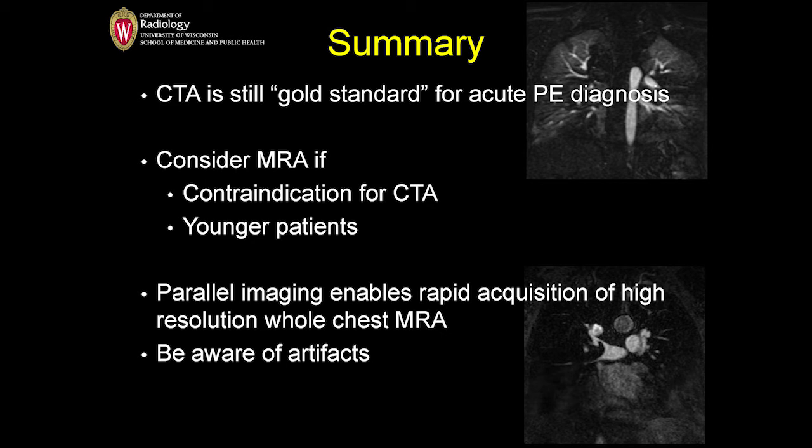So in summary, CTA is still the gold standard for acute PE diagnosis, but I would encourage you to strongly consider start doing pulmonary MRA in patients who have a contraindication to CTA or younger patients.